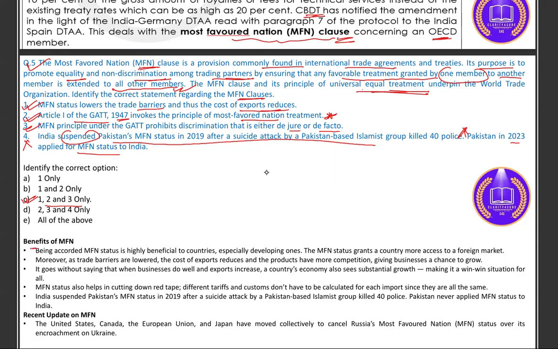And here you can read out the benefits of MFN and the recent updates regarding the MFN. See, the United States, Canada, European Union, and Japan have moved collectively to cancel Russia's MFN status over its encroachment on Ukraine. Remember these 4 groupings.